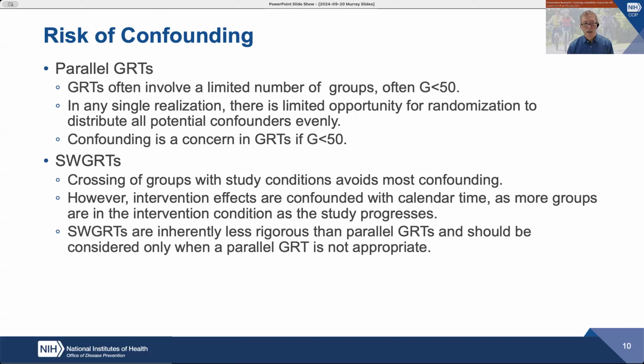I would argue that the step wedge design is inherently less rigorous than the parallel design. And so I tend to discourage people from using it. Sometimes a parallel design is not appropriate. And in that case, you can certainly consider the stepped wedge. But if you can use the parallel design, it will usually be faster and less subject to the risks that we face in the step wedge design, and therefore preferred.